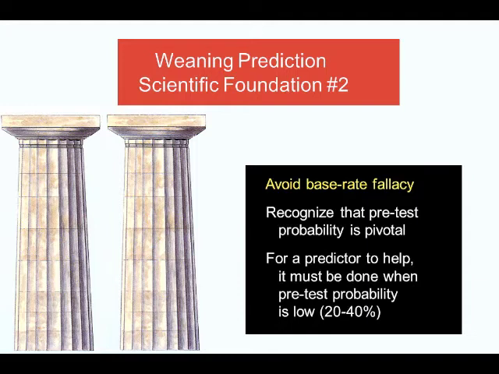So the second scientific foundation of weaning prediction is to avoid the base rate fallacy, to recognize that pretest probability is pivotal, and for a predictor to help, it must be done when the pretest probability of disease is low, like 20 to 40%.